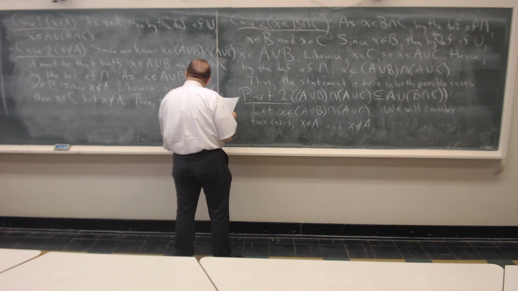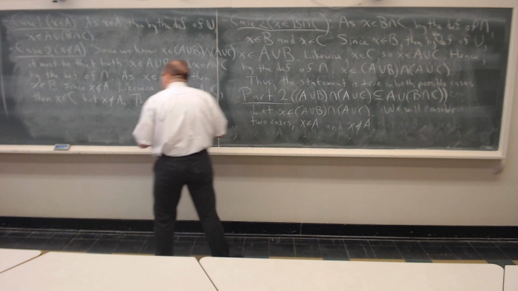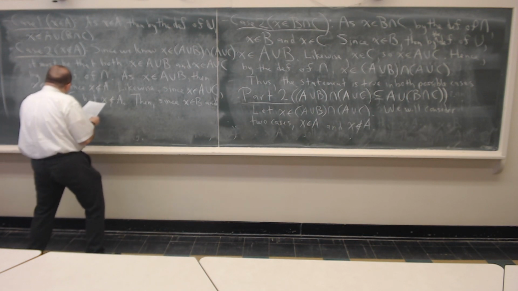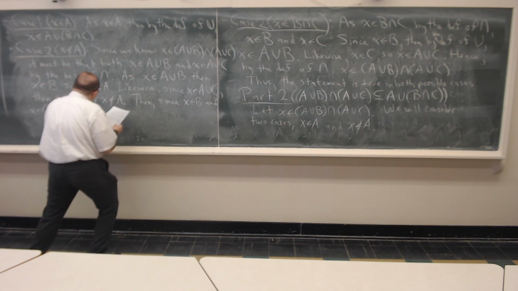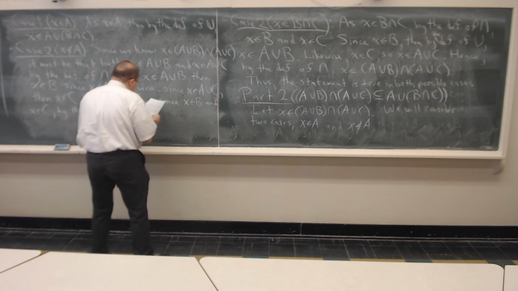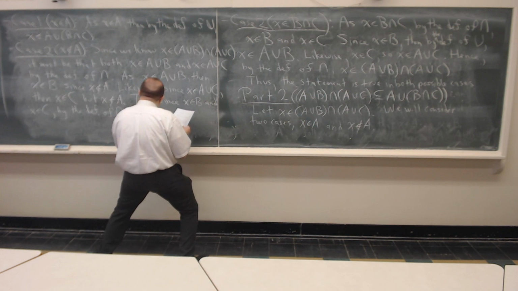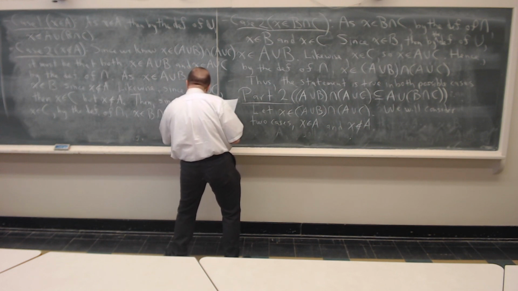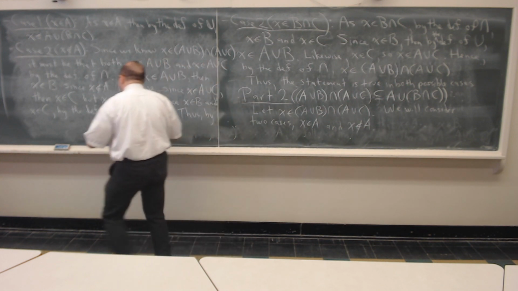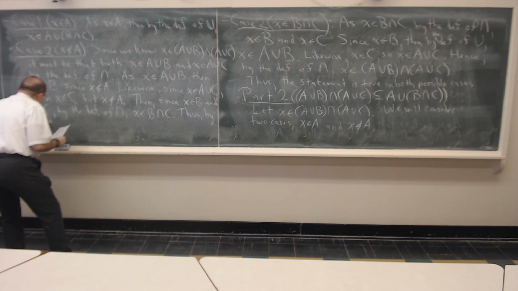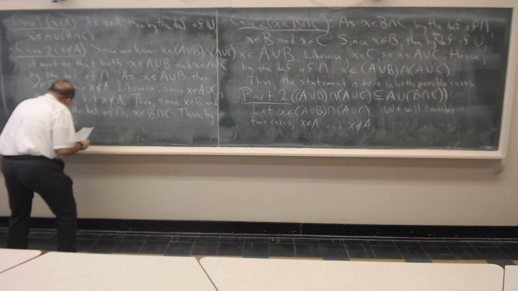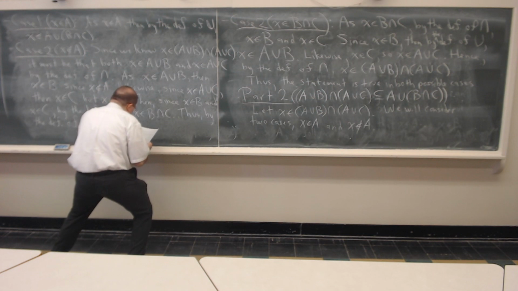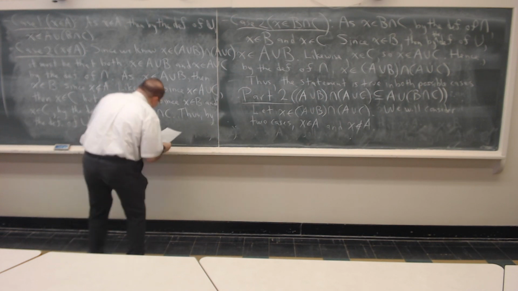Then since X is in B and X is in C, by the definition of intersection, X is in B intersection C. Thus, by the definition of union, remember, I'm just going to tack on A. By the definition of union, X is in A union B intersection C.